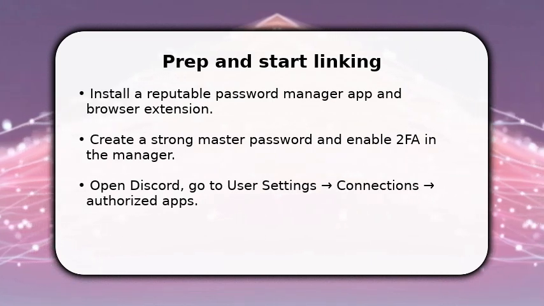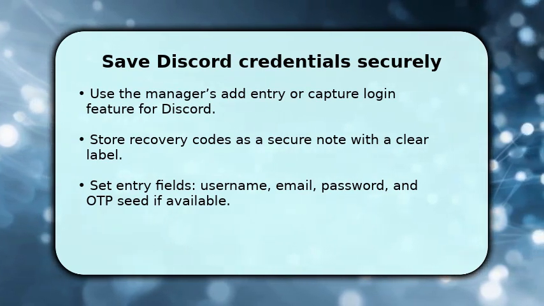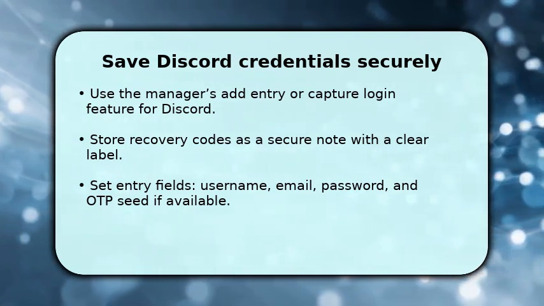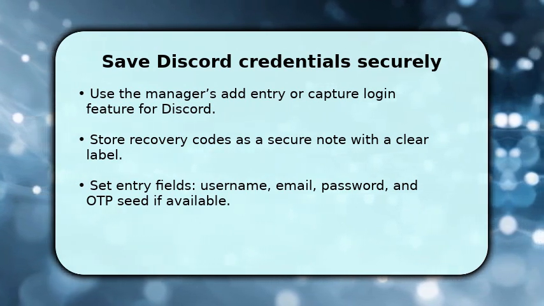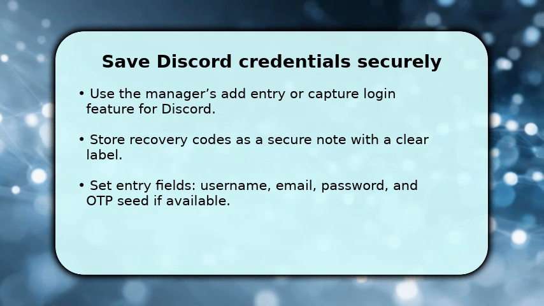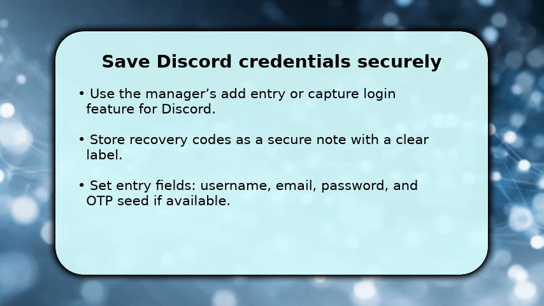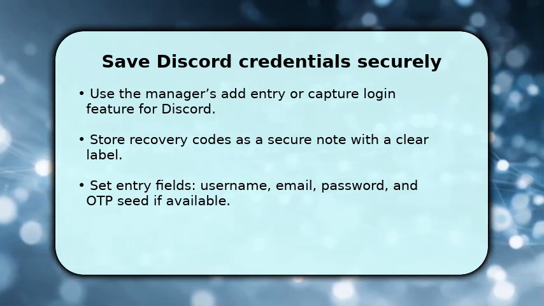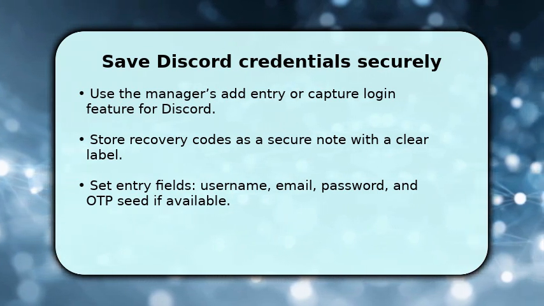You now save Discord credentials into the vault using add entry or the browser capture. This ensures autofill and prevents mistyped passwords. When capturing, set fields explicitly: username, email, password, and add the OTP seed or TOTP if your manager supports it. That enables one-tap codes. Also save Discord recovery codes as a secure note inside the same vault, clearly labeled.